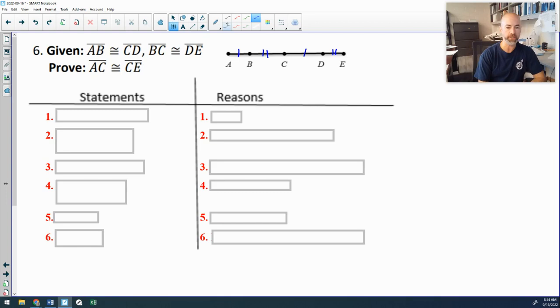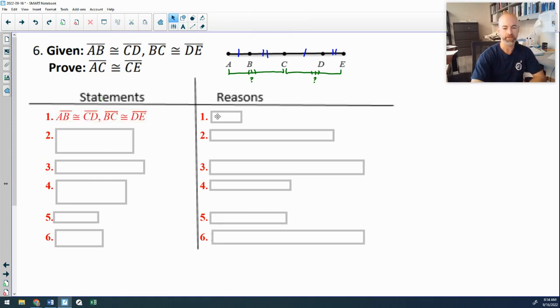I am ultimately trying to prove that AC is congruent to CE. I want to show that. So I'm just going to put 3 marks there because that's what I'm shooting for. I'll put a question mark because we don't know that yet. We're trying to prove that, but that's my objective. So starting our proof, step 1, the easy one, write down the given information.